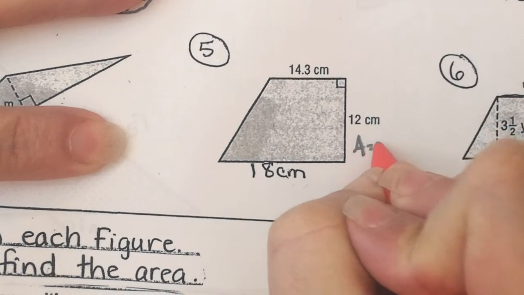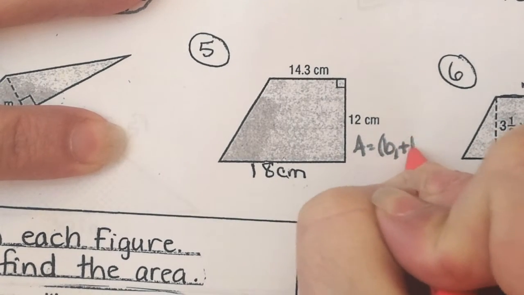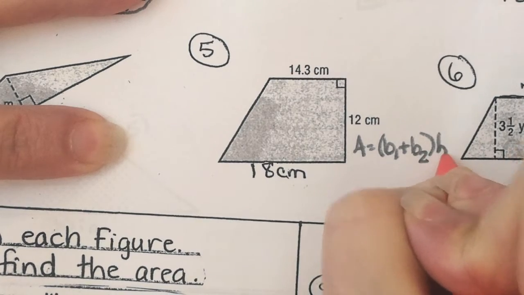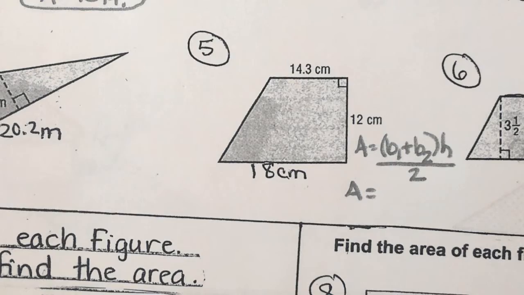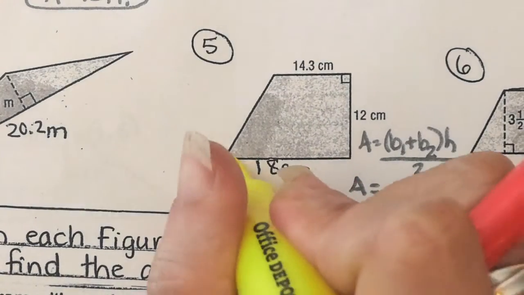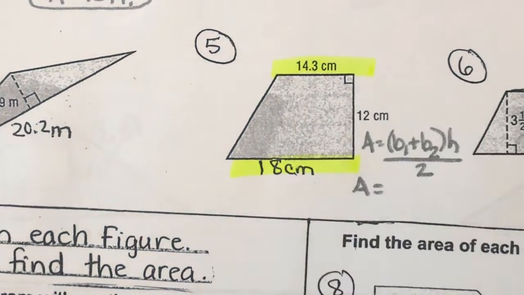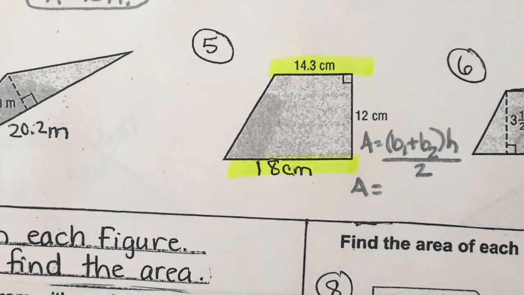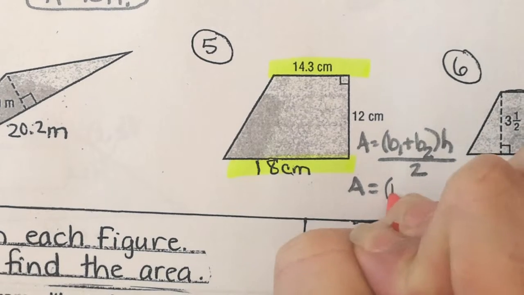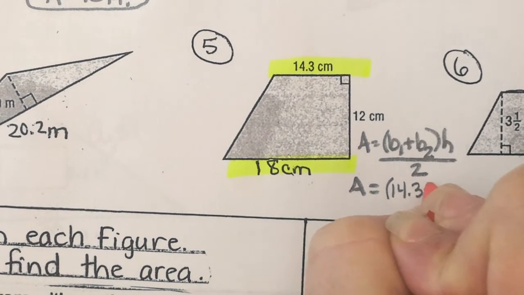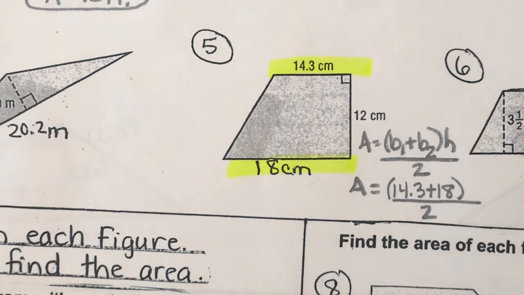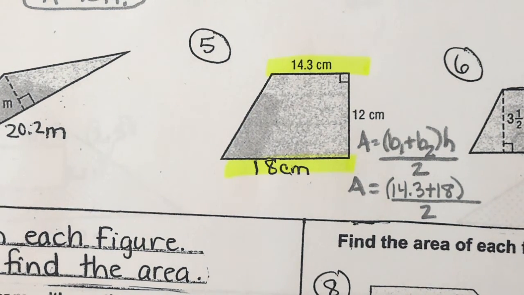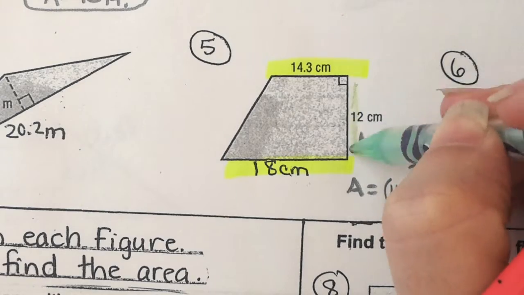Okay, the formula is base 1 plus base 2 times the height divided by 2. Now, my bases are my parallel lines, otherwise known as my railroad tracks, which are 14.3 and 18. Now, my height is 12. Here's my height.